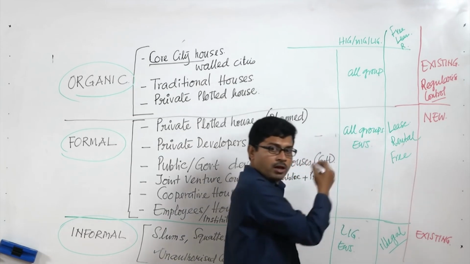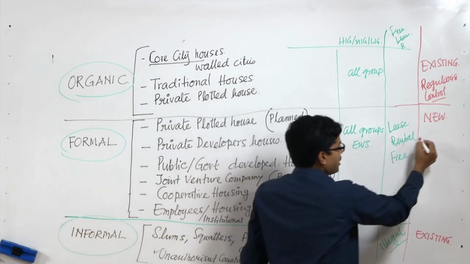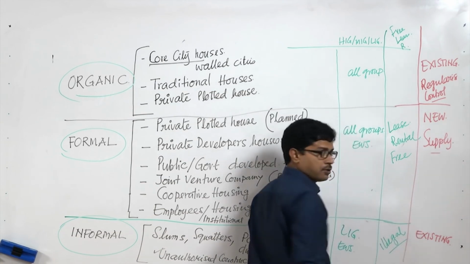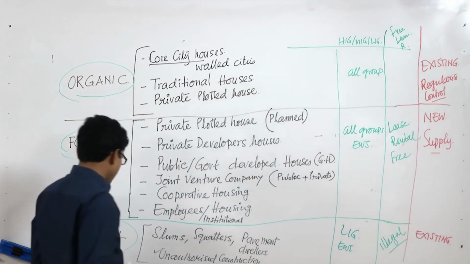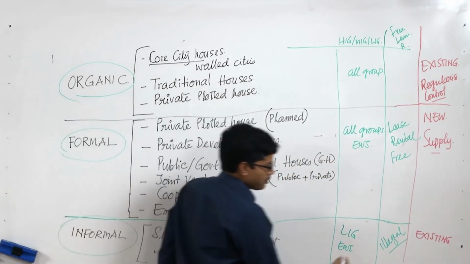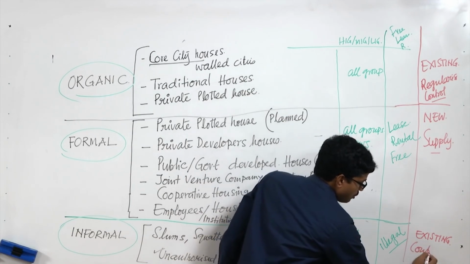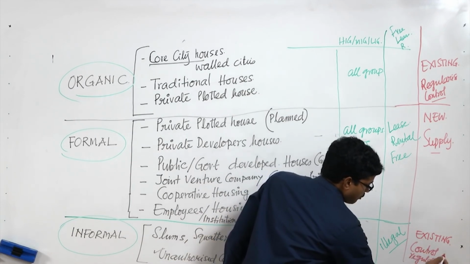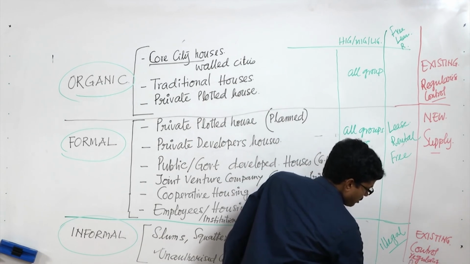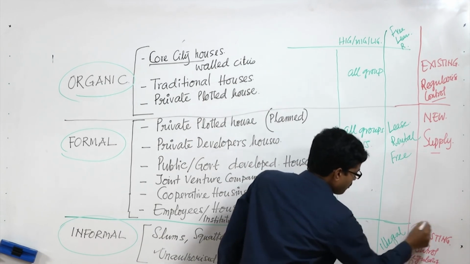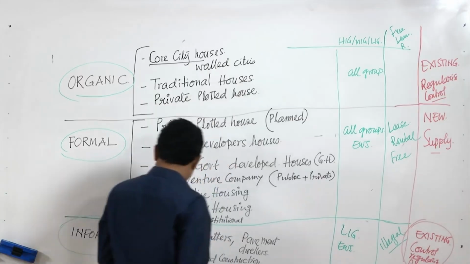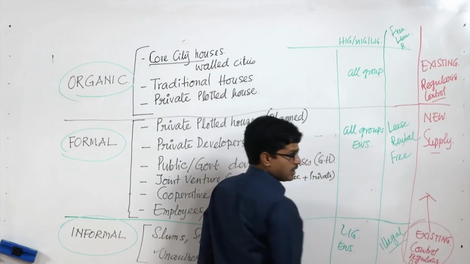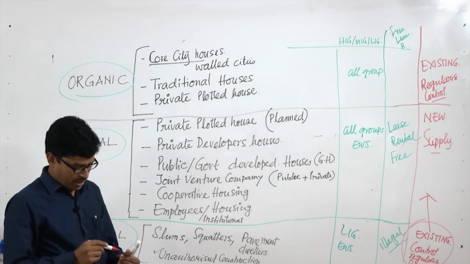But for the formal house we need to provide, that is supply. So supply is the main keyword here. On the other hand, for the informal house, here also we need to control, regularize and also provide sometimes. So how to take this kind of informal house and bring it to the formal mechanism, that is the challenge in the housing policy and planning.